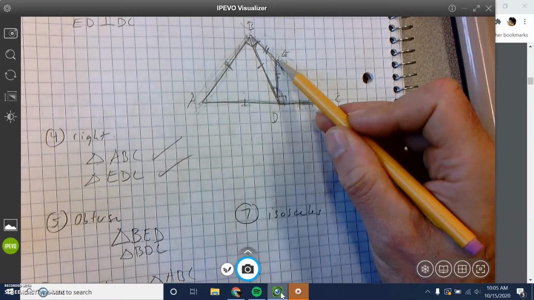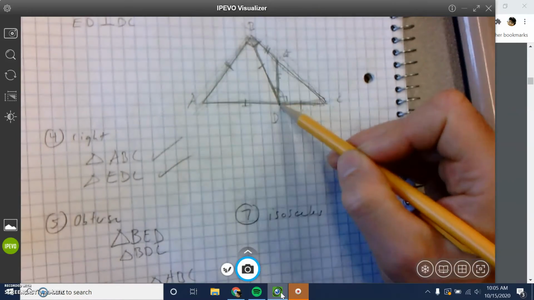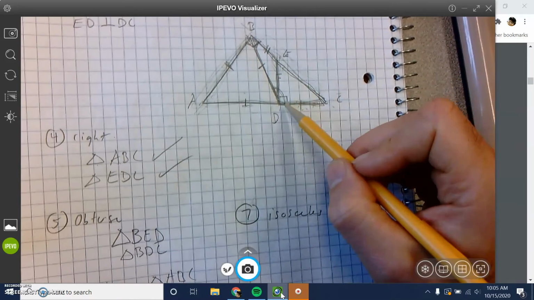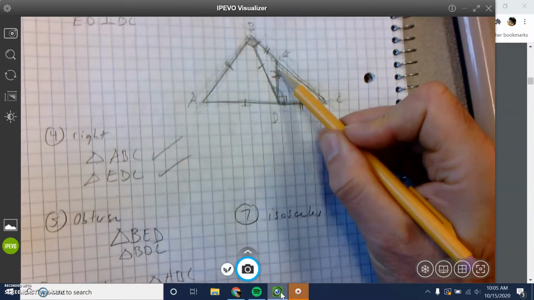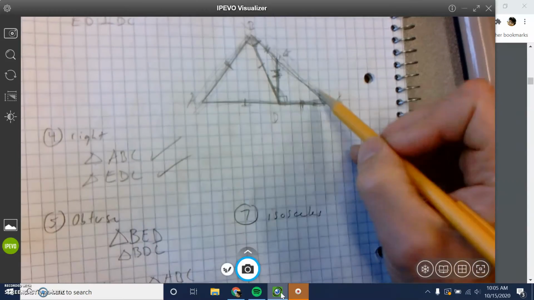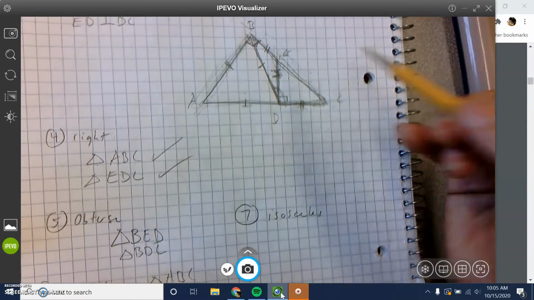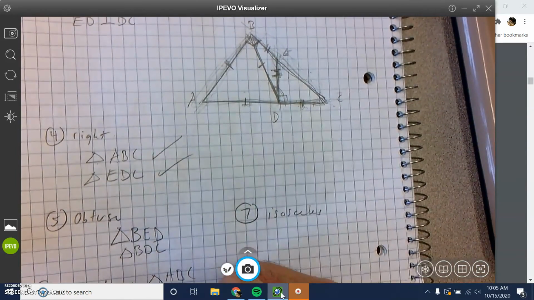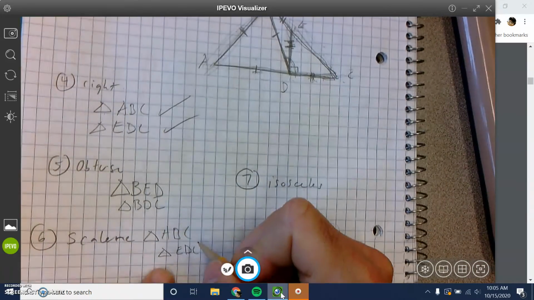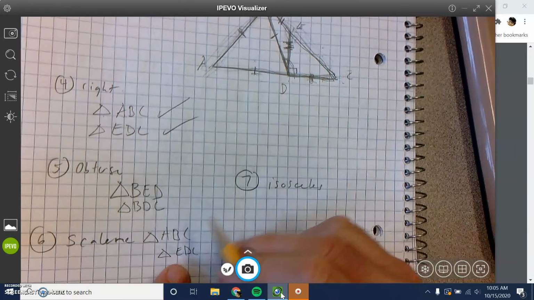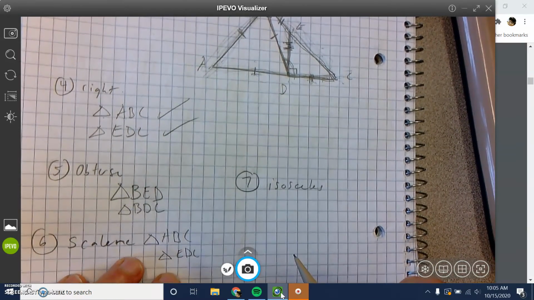Let's do this right here. This other right triangle is also scalene because that's 2 marks here and 1 mark, so that's different measures. So 2 marks and 1 mark means different measures, and this has no mark, so this is not 1 mark or 2 marks, it's something else. So both right triangles, triangle EDC, both right triangles are scalene also.